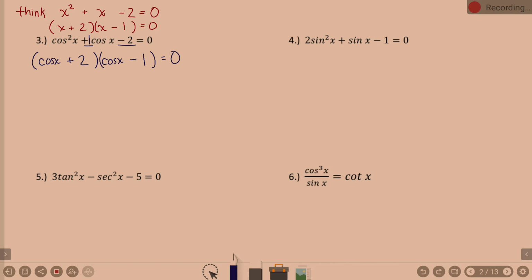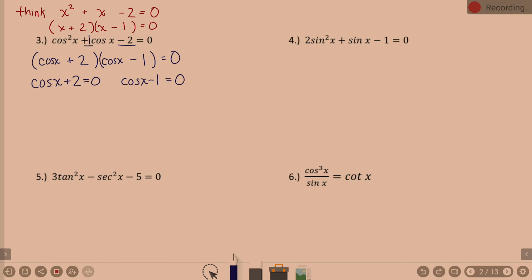Doing the algebra that you're well schooled on, you're pros on. Okay. If this was algebra, what would be my next step? Solve them by setting each parenthesis equal to 0, right? Set each factor equal to 0. So I'm going to say cosine x plus 2 equals 0 and cosine x minus 1 equals 0. And then what do we do? Okay, solve, get the cosine by itself.